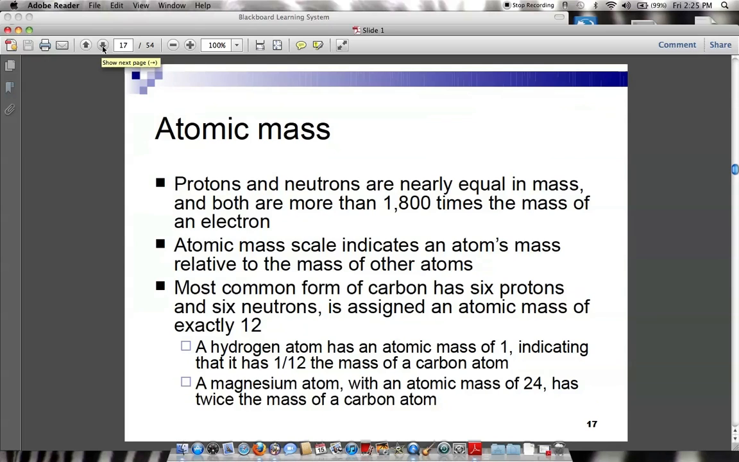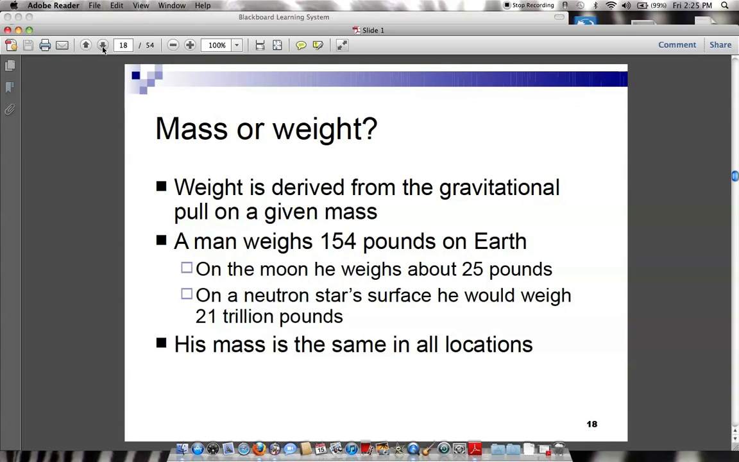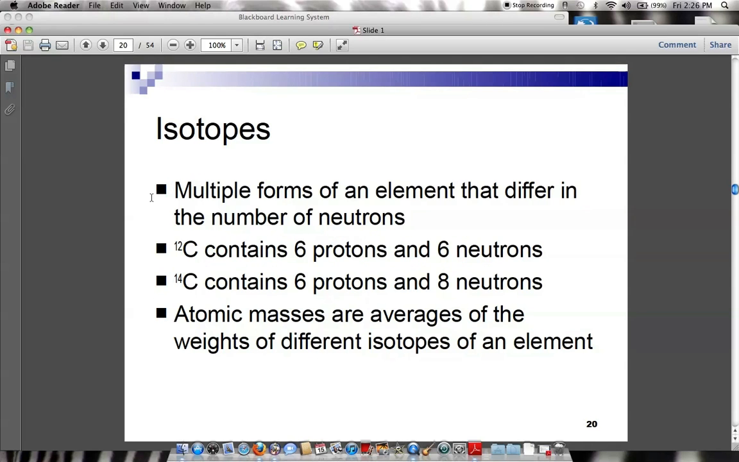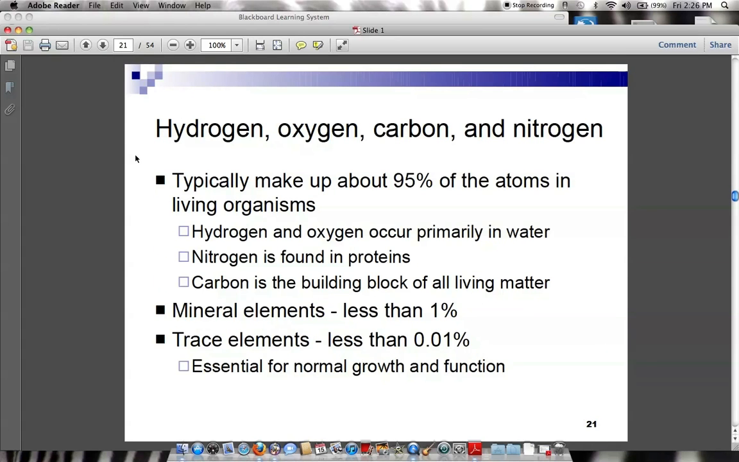So let's see what else we got here. Atomic mass. Okay. You can read through some of these things in your book. This is just an outline of what information is in the book. I want you to read through it. I'm not going to test you on the Dalton or the mole. That's more chemistry stuff. I might ask you what an isotope is and how they are used. Yes, very important.